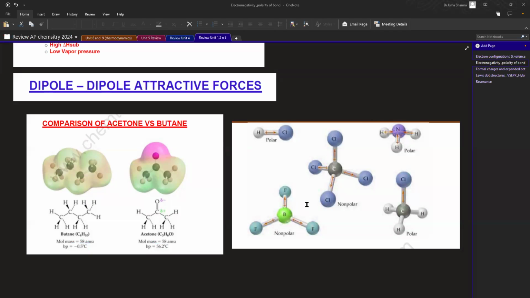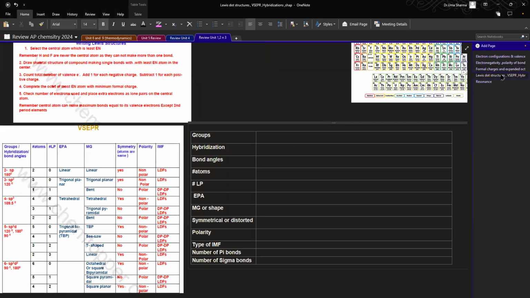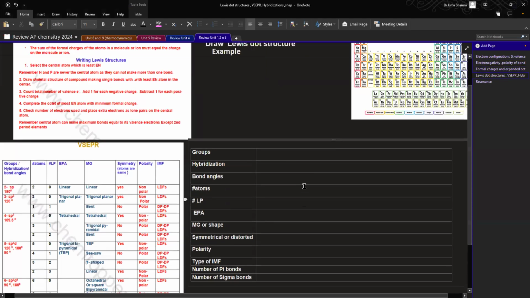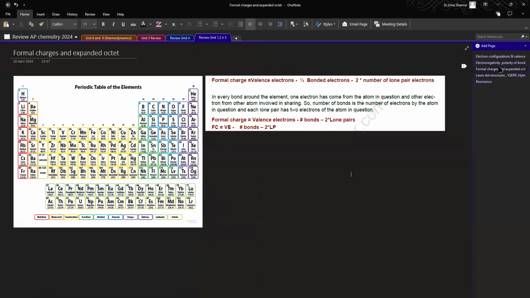Now, formal charges. This is very important, children. So pay attention and keep answering my questions because we are going to do plenty of questions here. See this box I have made. I want to do minimum 15, 20 different examples to make you expert in doing these type of questions. So the very first important point is formal charges. If you understand that, you will not do any error in the Lewis dot structure.